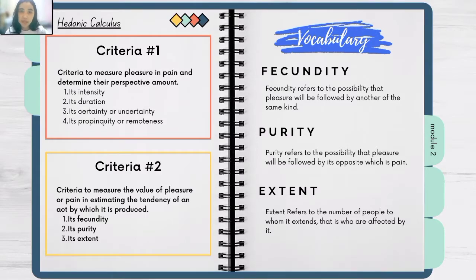For its meaning, fecundity refers to the possibility that pleasure will be followed by another of the same kind. Purity refers to the possibility that pleasure will be followed by its opposite, which is pain. And extent refers to the number of people to whom it extends, that is, who are affected by it.